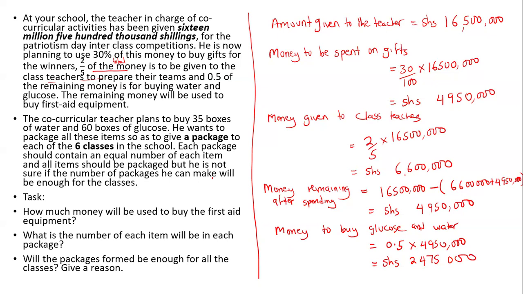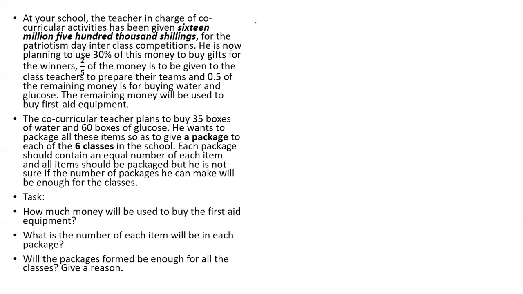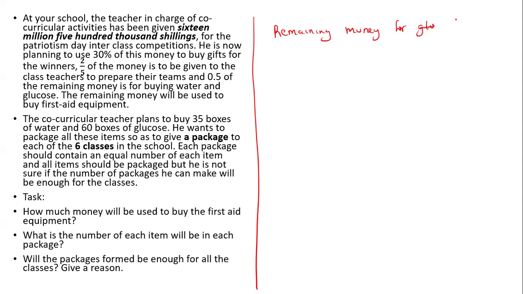2,475,000. Then they told us that the remaining money will be used to buy first aid equipment. Now you ask yourself, this is what you had, and now this is what you have removed. Now, how much is remaining? So I'm going to come here and say remaining money for first aid equipment. So the amount we had remained with was 4,950,000.